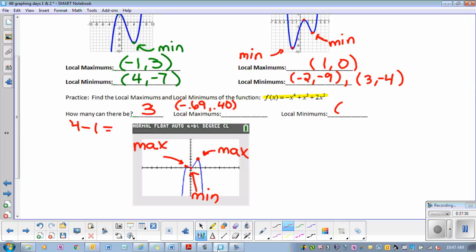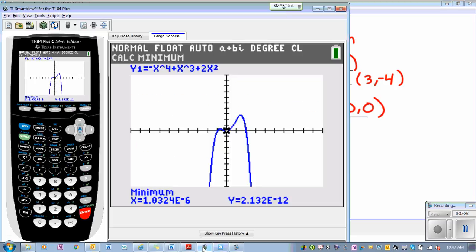Why doesn't it say 0, 0 on there? You know what it is? They just get so exact, you know? Because technically, this is 1.0324 times 10 to the negative 6. And if you guys remember scientific notation, you're taking that decimal and you're going to the left 6, right? So then you have 0.0000010. You know what I mean? Basically 0. It's like with the whole, yeah, we do scientific notation and significant figures.